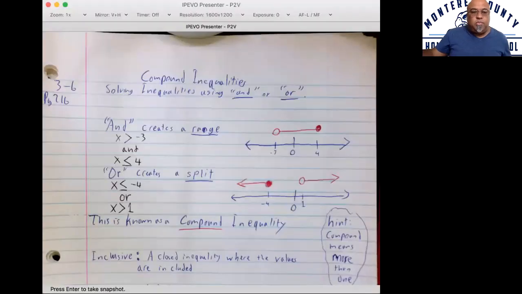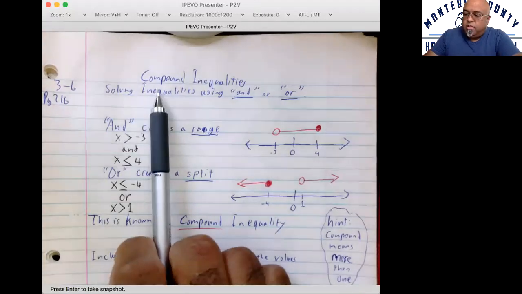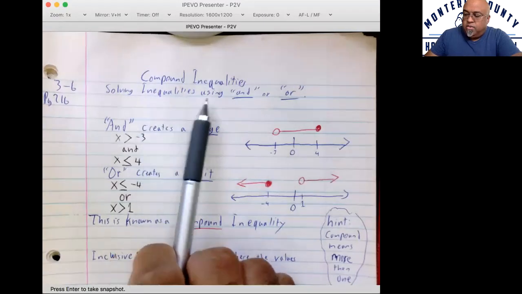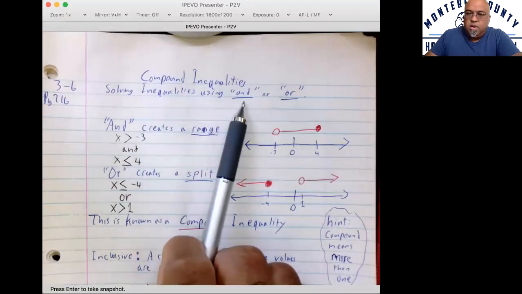Okay, lesson 3-6 starts on page 216. This is one I'd recommend maybe having your book handy to review the lesson. All right, well let's go ahead and get started. So here we're going to learn about solving a compound inequality. We're solving inequalities using the words and or.